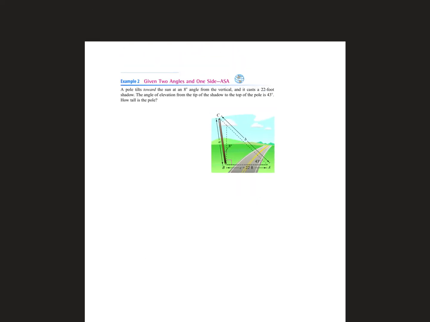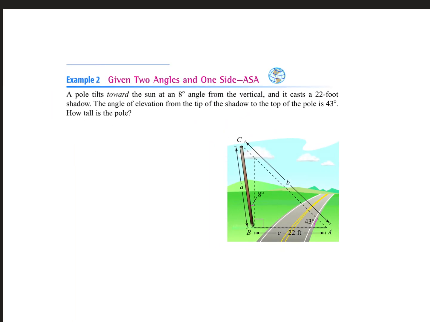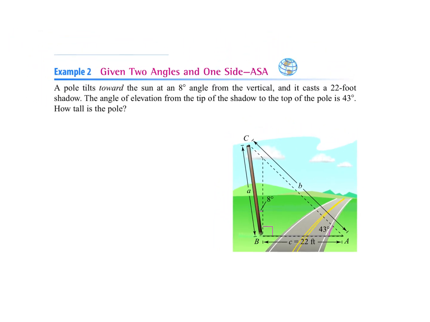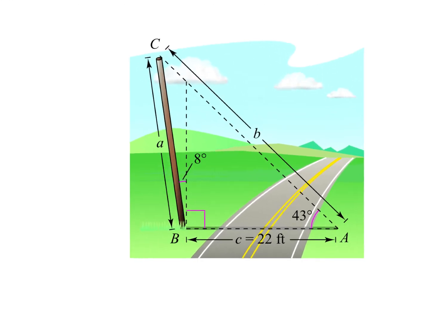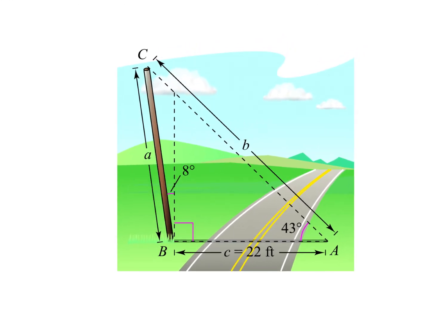So let's look here. Got a word problem. Does everybody see? They drew the picture for you. It says the pole tilts towards the sun at an angle of 8 degrees from the vertical and casts a 22-foot shadow. The angle of elevation from the tip of the shadow of the pole is 43 degrees. How tall is the pole? Thankfully, they drew us the picture, so let's just look. What am I looking for? How tall is the pole? A, I'm looking for height.